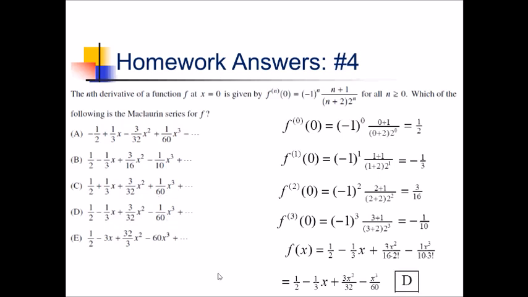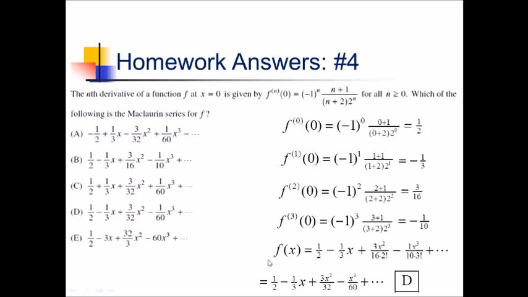And just for the sake of actually being mathematically accurate, I'm going to stick a plus dot dot dot at the end of these because I said f of x equals, so I'm actually using the entire infinite series there, not just a Taylor polynomial.